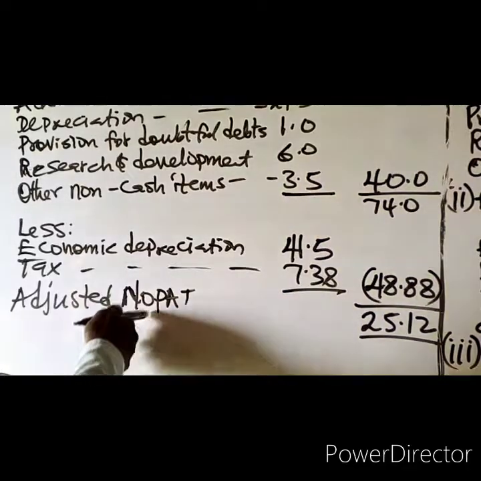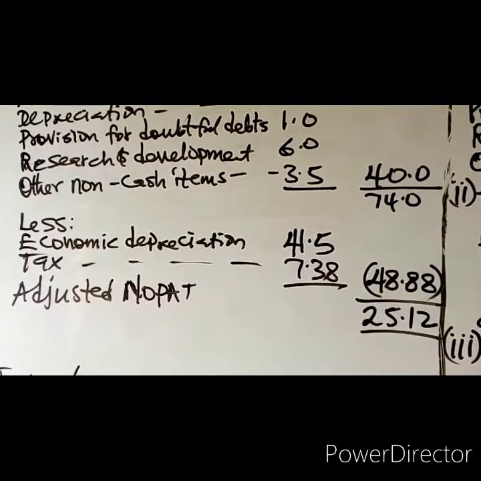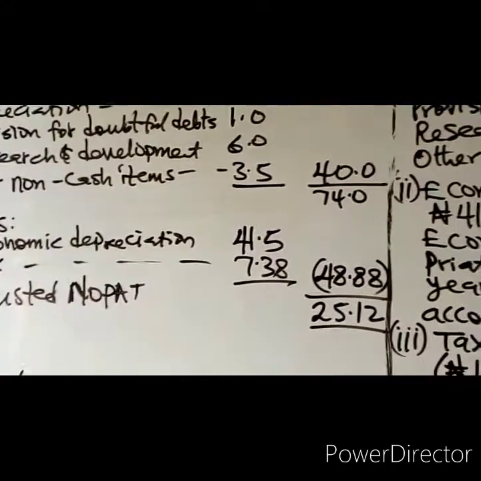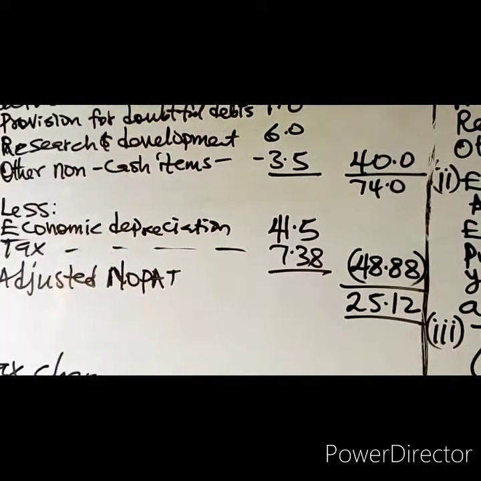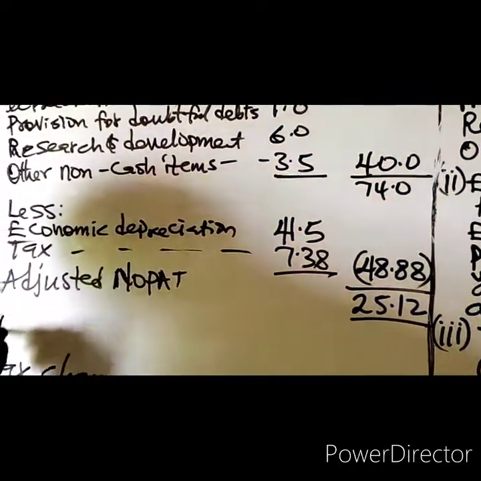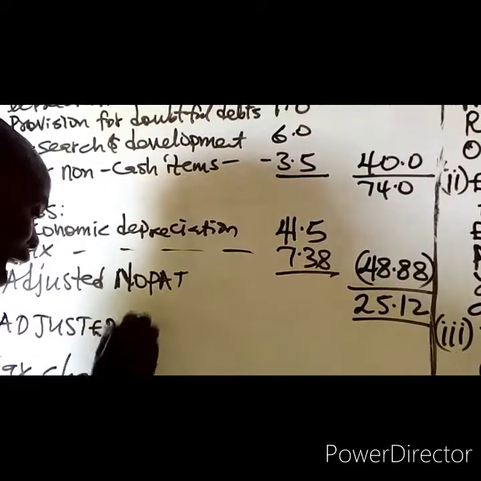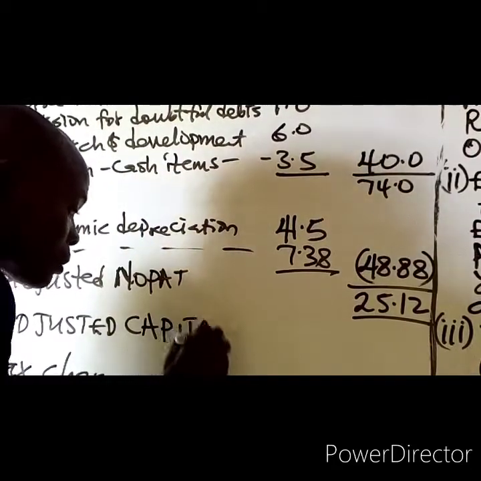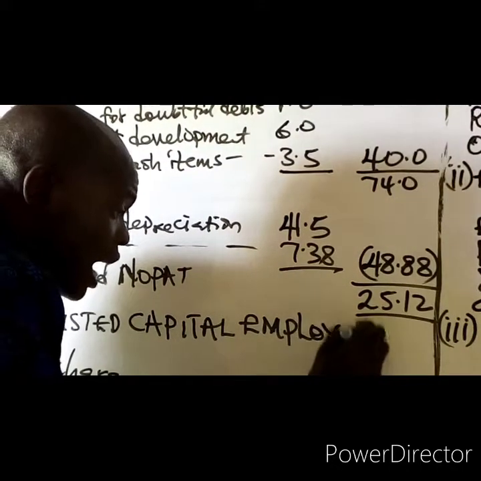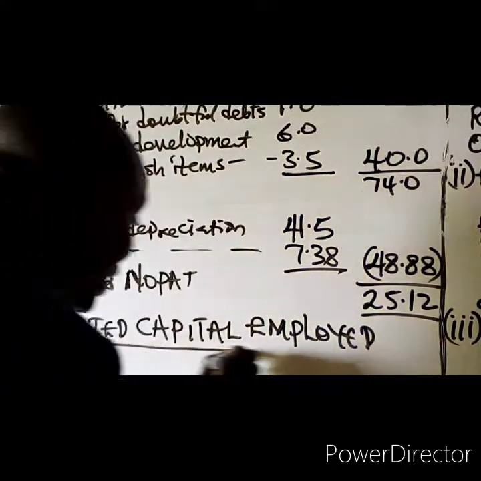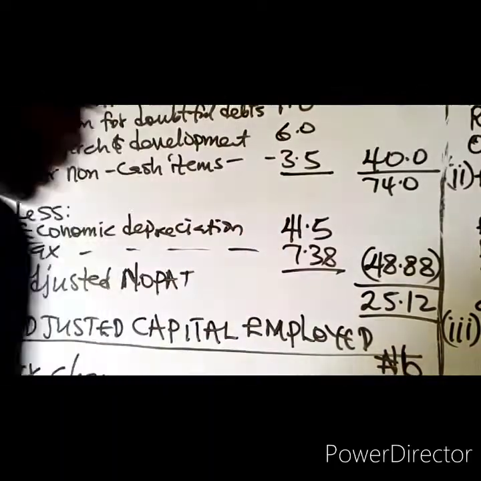NOPAT means net operating profit after tax. That is the adjusted NOPAT. Having computed the adjusted NOPAT, the next thing we compute is the adjusted capital employed. Adjusted capital employed. I've told you that the capital employed to use must be the opening balance.